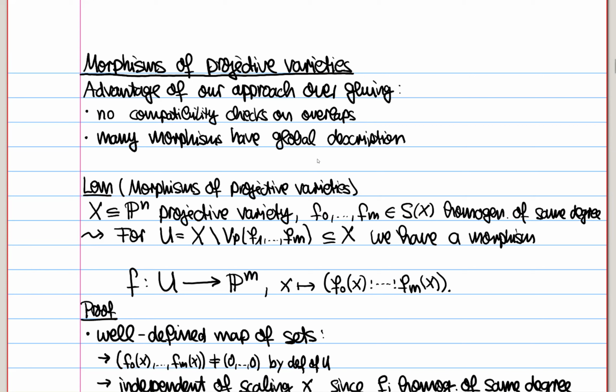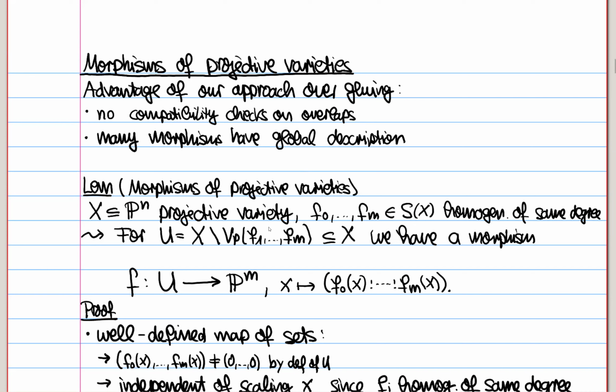And also, it turns out many morphisms have a global description. You don't need to specify them on each open patch and then check that they agree on overlaps. But in fact, you can give one global recipe. And this is the next lemma, on morphisms of projective varieties.